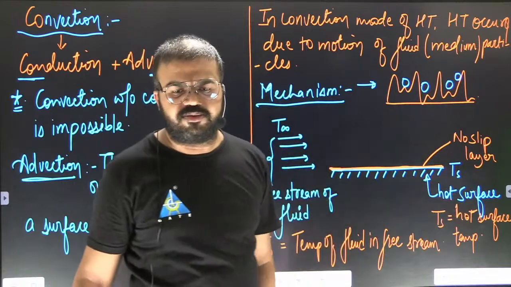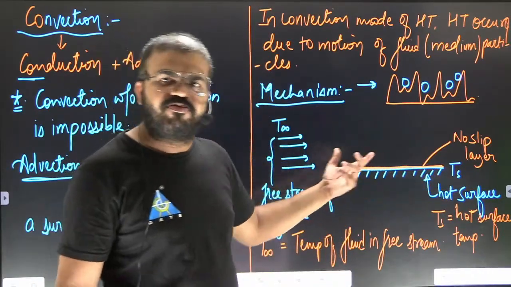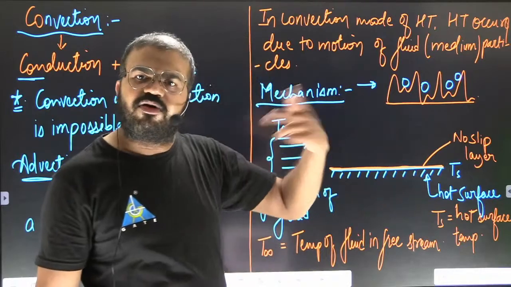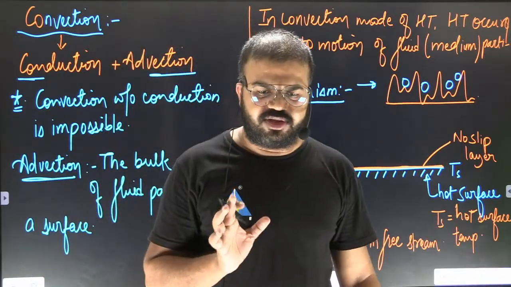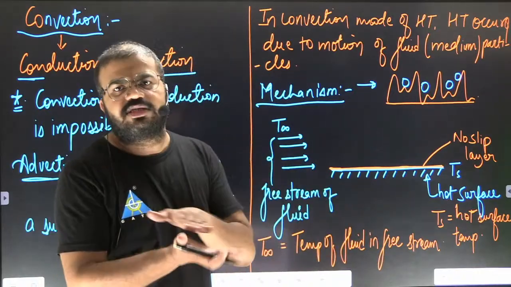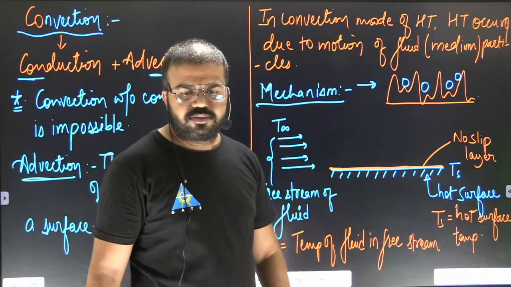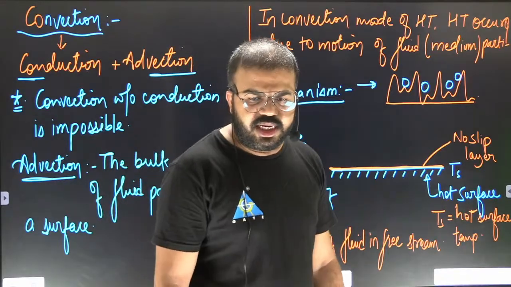This is known as no slip layer. If the plate is not moving, the layer will not move. If the plate is moving, the layer will move along with the plate with zero relative velocity. Okay, that's why no slip layer. There is no relative velocity between this layer and the plate. Okay, everyone. Any doubt in this?